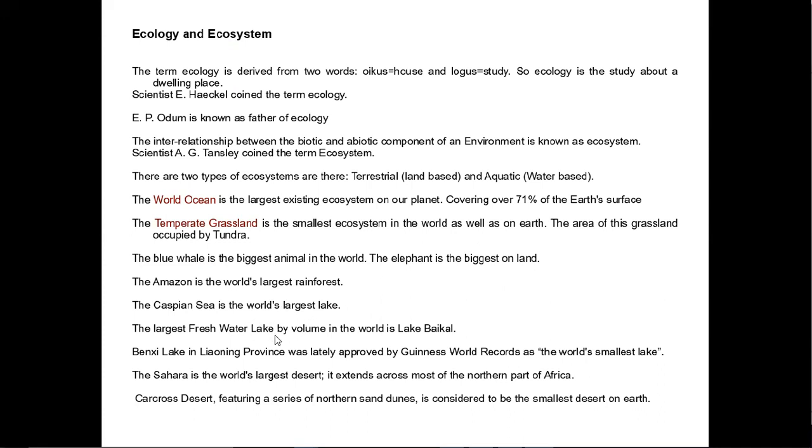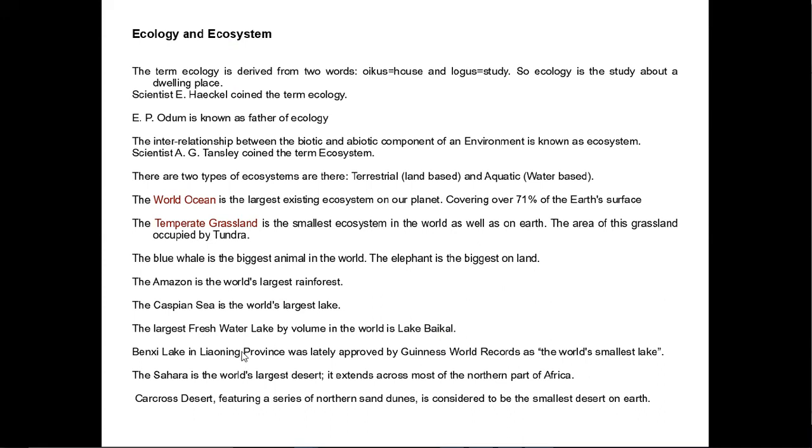And if your question is, which lake is the world's largest lake by volume? If it is the largest freshwater lake by volume, then your answer will be Lake Baikal. Lake Baikal is the largest freshwater lake by its volume. If the question is only the world's largest lake, then it will be the Caspian Sea.